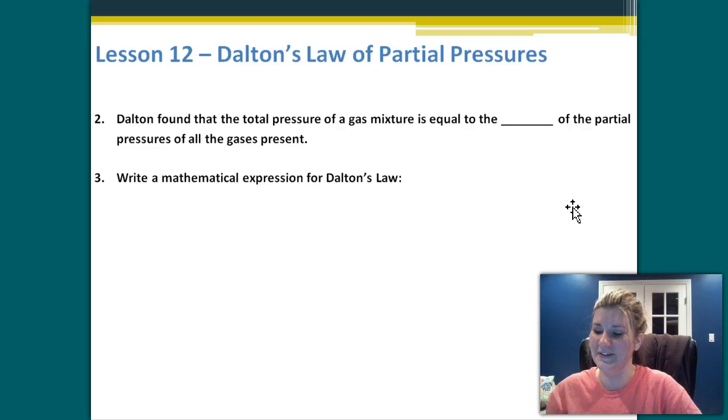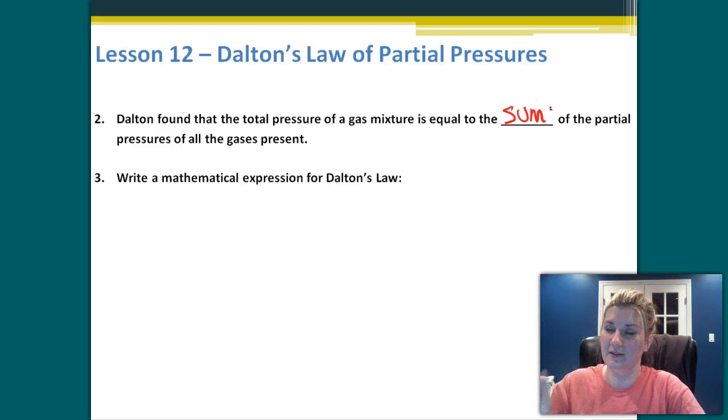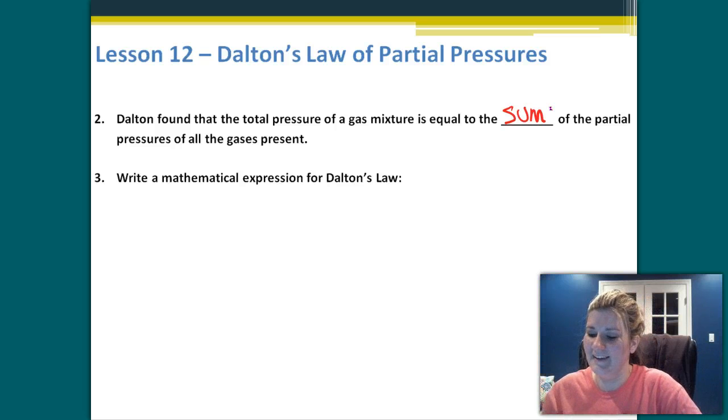Which leads us to number 2. It says Dalton found that the total pressure of a gas mixture is equal to the sum of the partial pressures of the gases present. I swear I didn't read that ahead of time. I was just blabbing. Write the mathematical expression for Dalton's law.